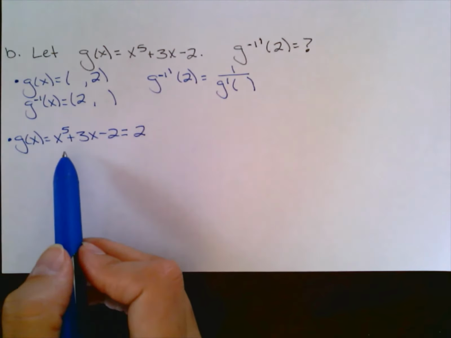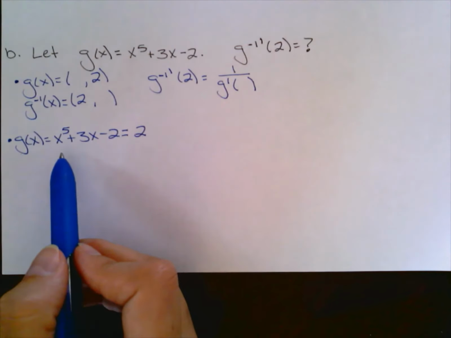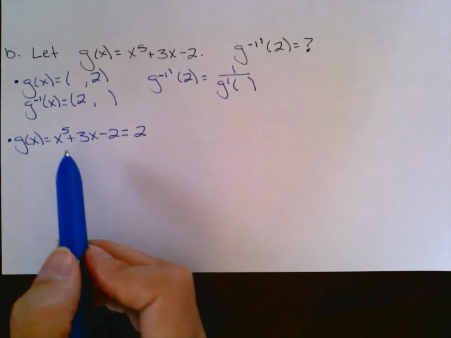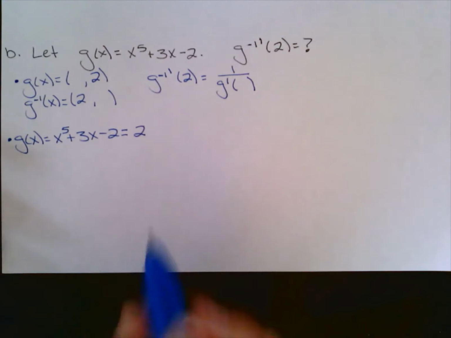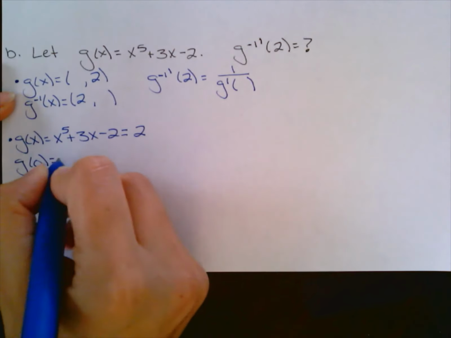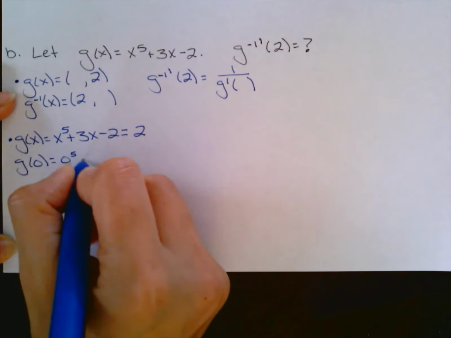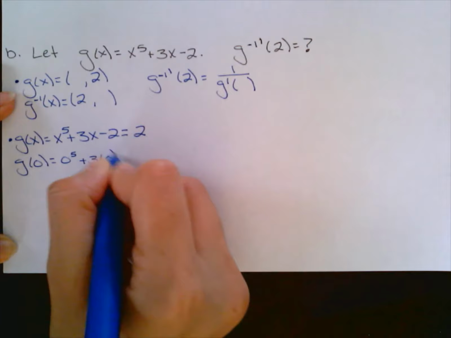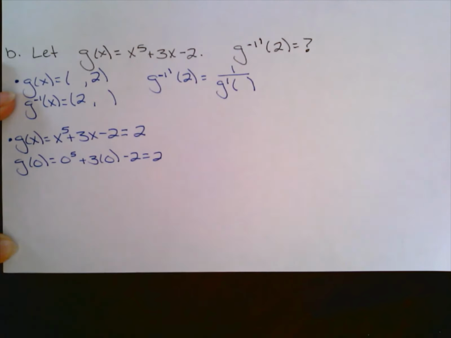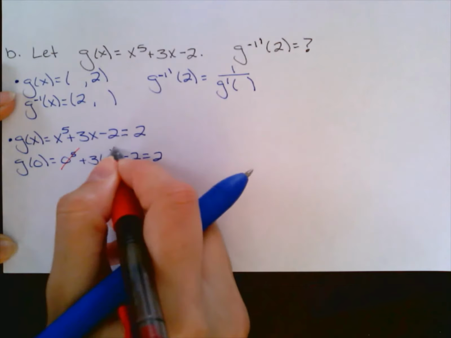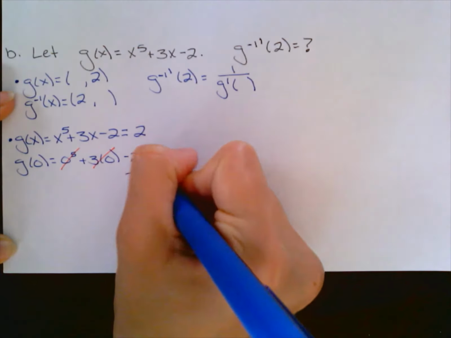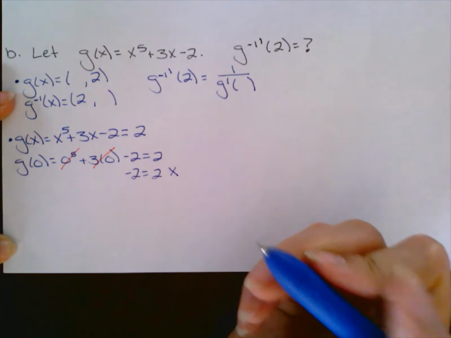You could almost always solve these questions by doing a little bit of trial and error, starting at 0. So plug in 0, see if it works. Plug in 1, and so on. So if I plug in 0, I get 0 to the fifth plus 3 times 0 minus 2 equals 2. And now these cancel out, so that just leaves me with negative 2 equals 2, which is not a true statement, so this one does not work.